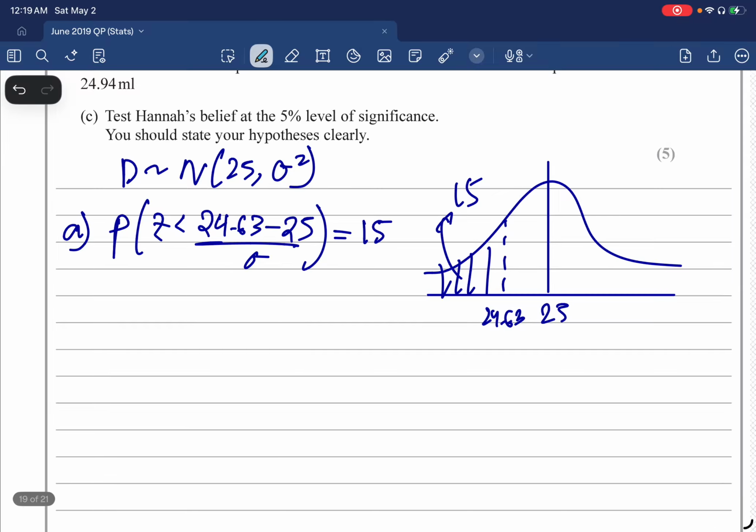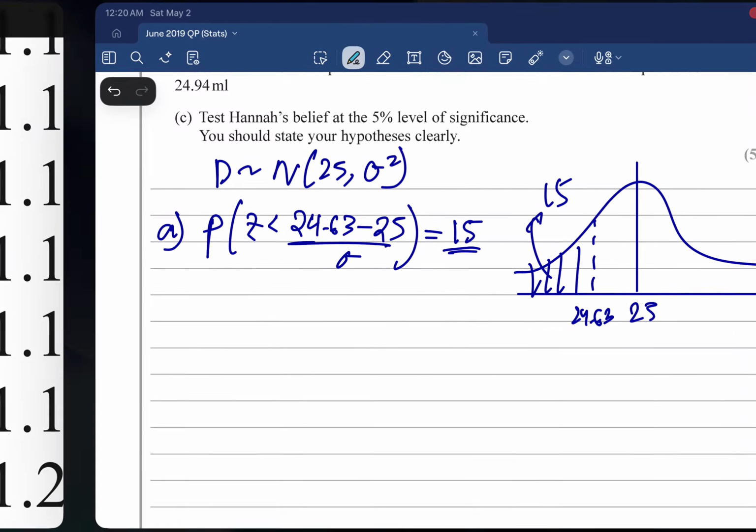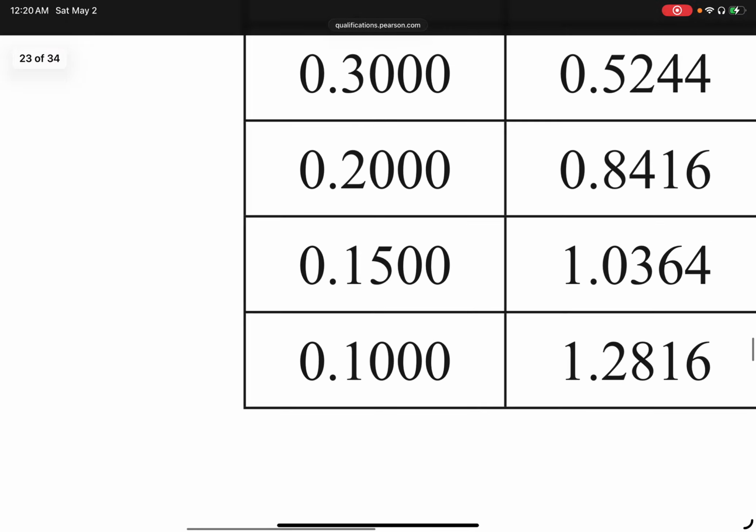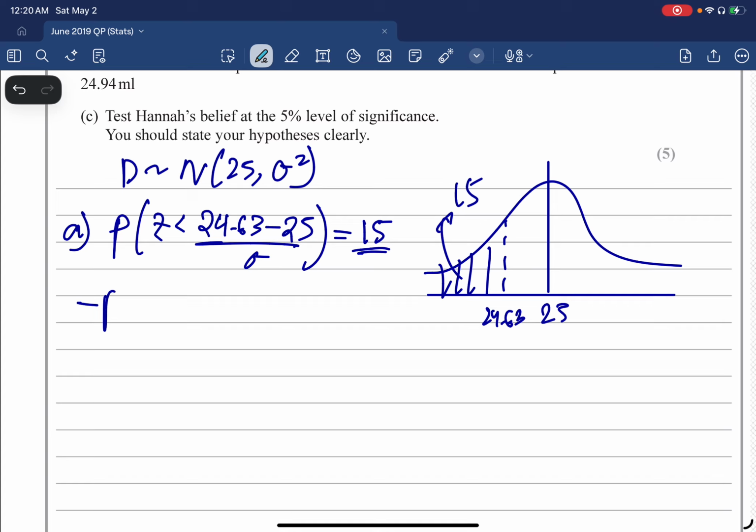Now, 15% is a specific percentile, which is given in our formula over here. But for this, we have to make the probability sign greater. So all you're going to do is just make it positive. 24.63 minus 25 divided by sigma is equal to 15%.